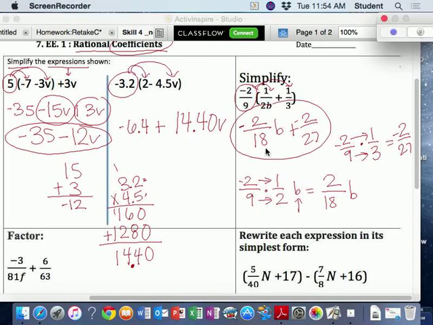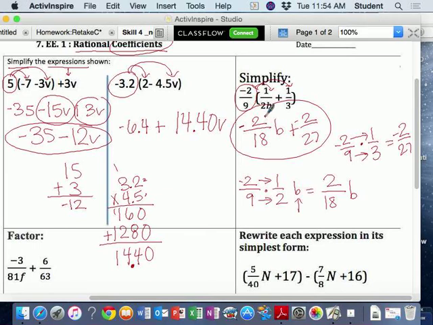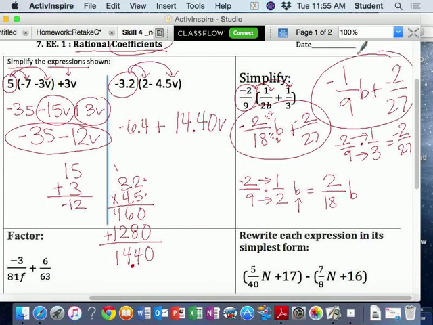Now, if you look at this answer that we have, we can simplify one step further. Looking here, this 2 over 27 has no common factors. But if I look here, 2 is a common factor between 2 and 18. So I know that 2 could go into both numerator and denominator. So I can rewrite this as 2 divided by 2 is 1. 18 divided by 2 is 9. So my most simplified version would be negative 1/9 b plus a negative 2 over 27.